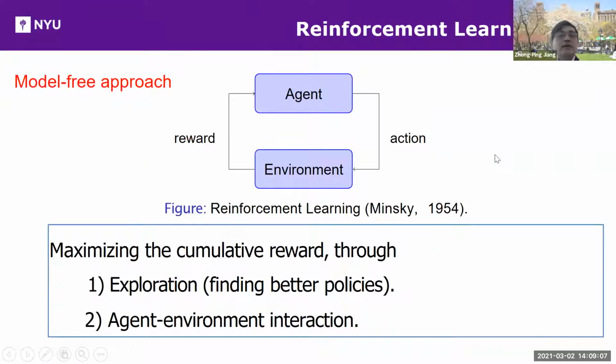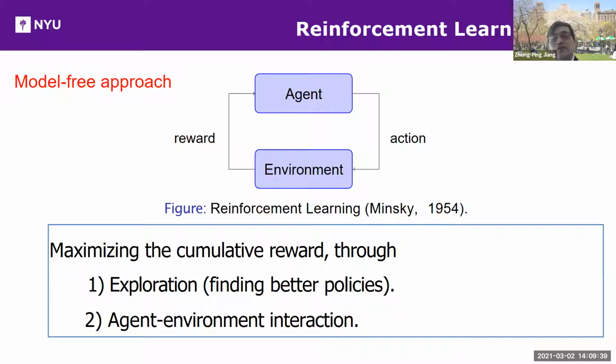So we look at the past literature to see what has been done. To address the curse of dimensionality and curse of modeling, reinforcement learning is a model-free approach that has been used by a lot of research to deal with the limitation of dynamic programming. Reinforcement learning was invented by Minsky in 1954, biologically motivated by animal learning.